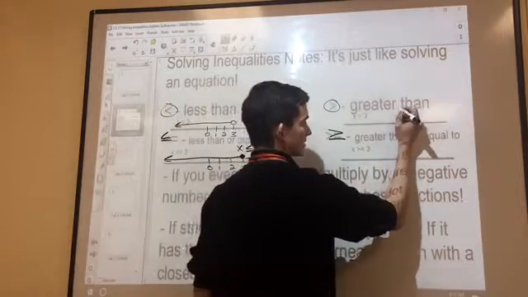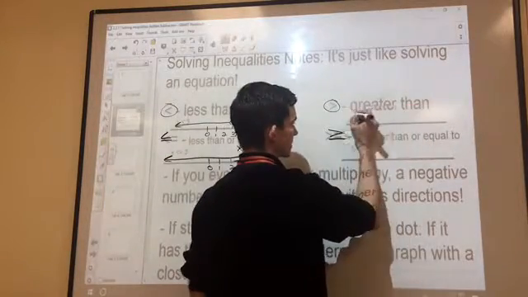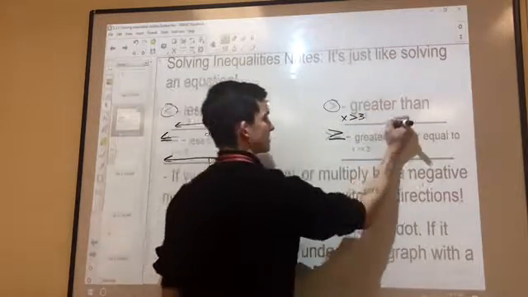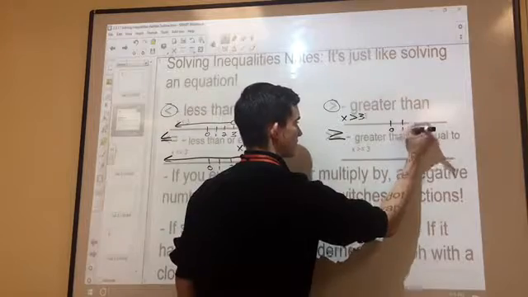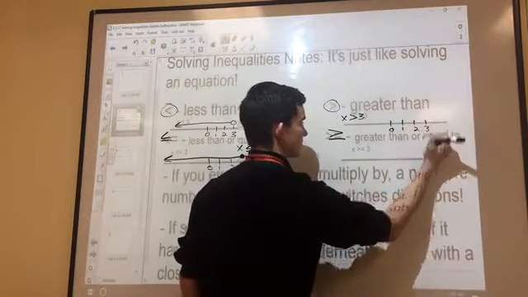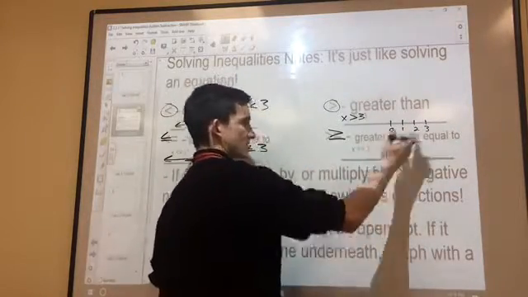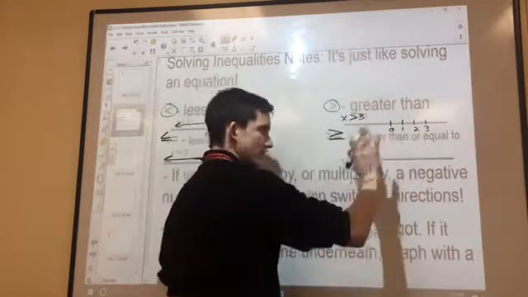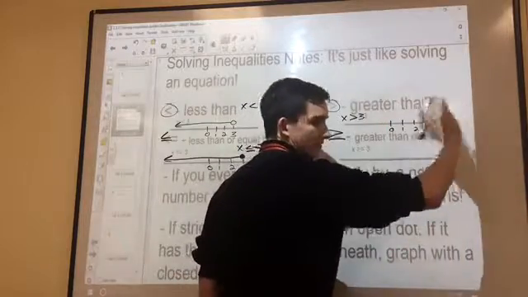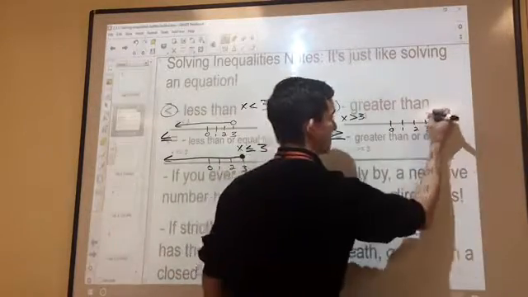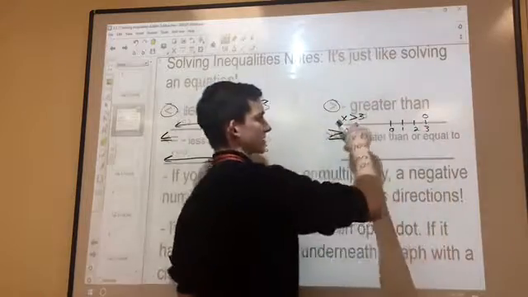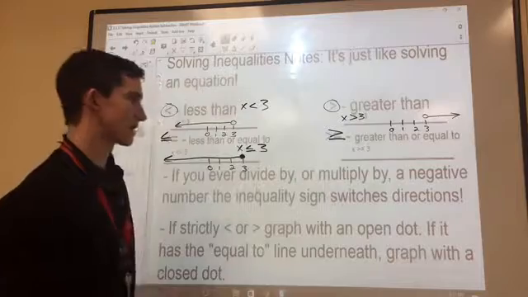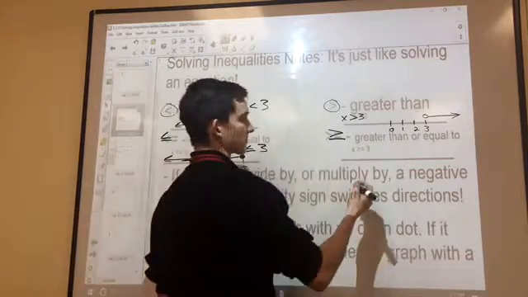For greater than, it would look like this. It would be x is greater than 3. And what that would look like is, say you have a line 0, 1, 2, 3. X being greater than, so it's not 2, it's not 1, it's not 0. These are all examples of things that are less than 3. If x is greater than, then it's like 4, it's 5, it's 6, it's 100, it's numbers bigger than 3. But notice, again, it's strictly greater than, so it's an open dot going in that direction. And that's how you would write your solution to that.